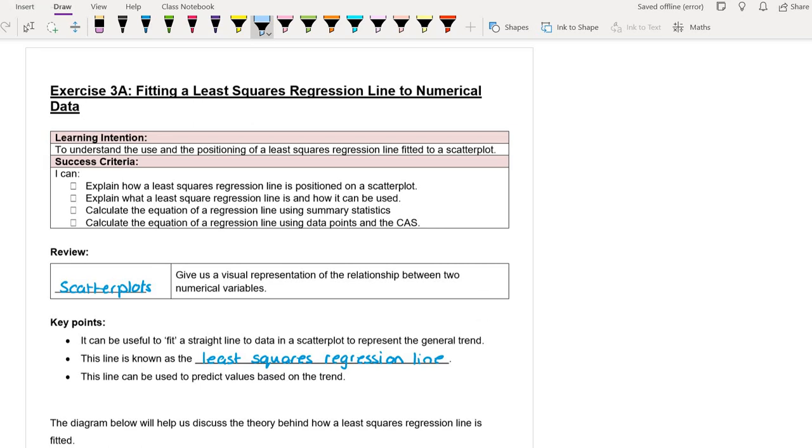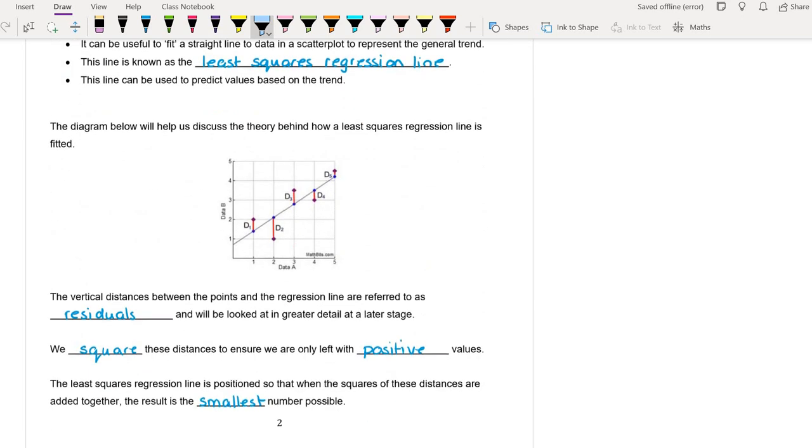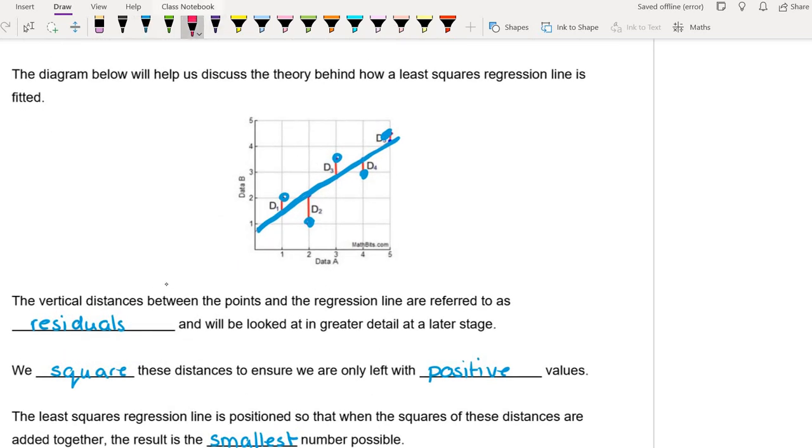Alright, in this lesson we're looking at fitting a least squares regression line. When we have a scatter plot with our two variables, and the data points form a linear trend, we can fit a line that has the least distance possible from each of the dots. You see these red lines, they're the distance from the actual data to the line that we're fitting. We want this distance to be as little as possible, so the line that we draw fits the data the best.